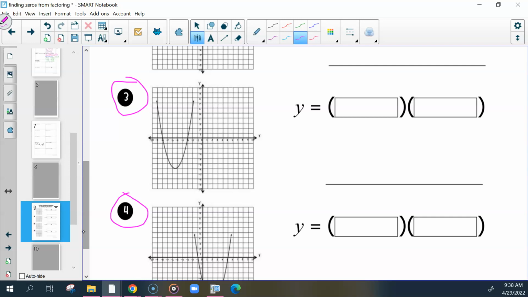I know this graph is a little hard to see, but to the best of your ability, what are the solutions for number 3? Negative 3, and I think that's negative 8. If we are writing that in factor form, they're going to be opposite. How would we write that as a factor? X plus 8, and X plus 3. Whatever it is, it's opposite.